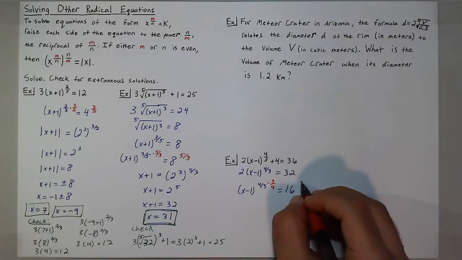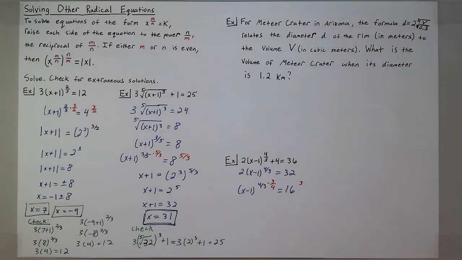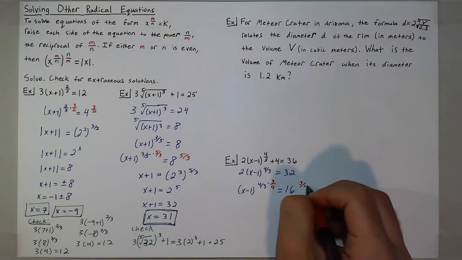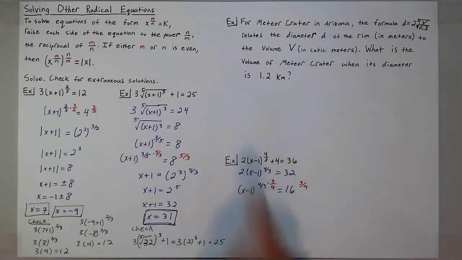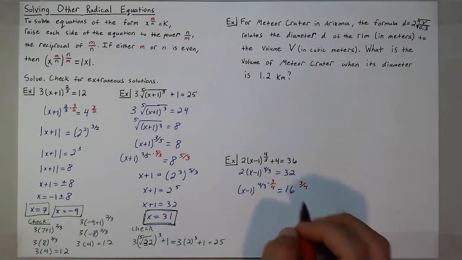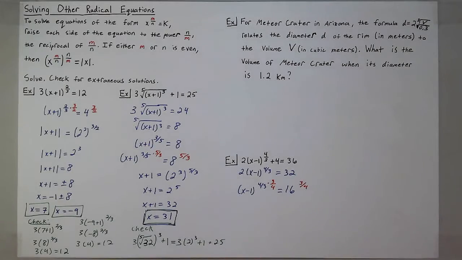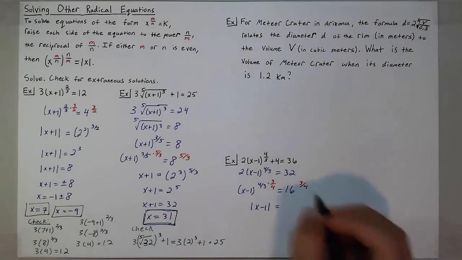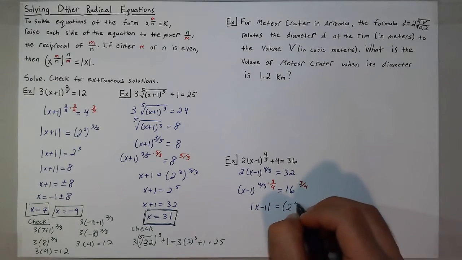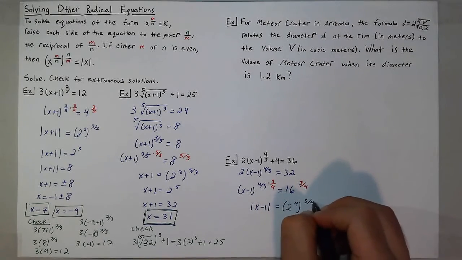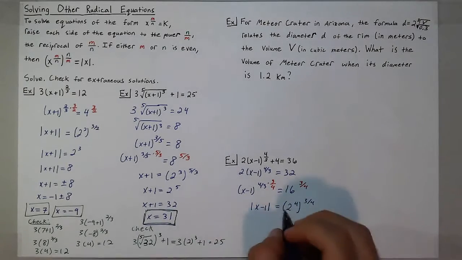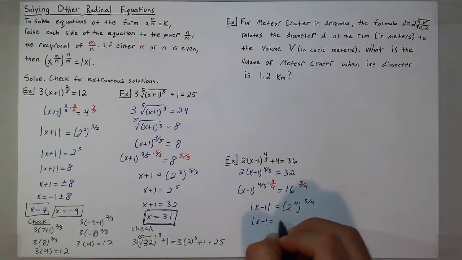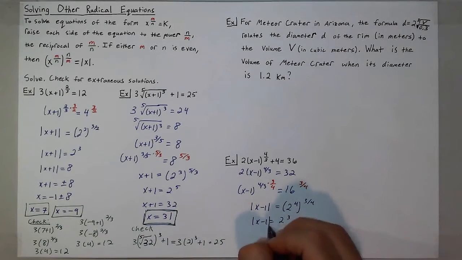And I'm going to raise each side to the 3/4 power to cancel out the 4/3. And since there is an even number, I have to use absolute value, because again, that 4th power to begin with made it always positive. So I'll end up with the absolute value of x minus 1 is equal to 16 to the 3/4. 16 is also known as 2 to the 4th. So I could replace 16 to the 3/4 with 2 to the 3rd, also known as 8.